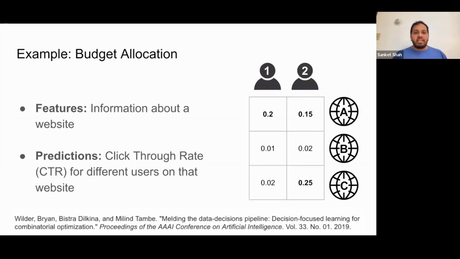Just to make this concrete, we have this budget allocation problem from an AAAI 19 paper by Wilder et al. Specifically, what we do is we take features, which are essentially information about websites. And based on those features, the predictions that we're trying to make is the click-through rate, or the probability that a fixed set of users is going to click on this ad on this website. So per user, per website, what is the probability of clicking? And then you get a matrix of predictions.